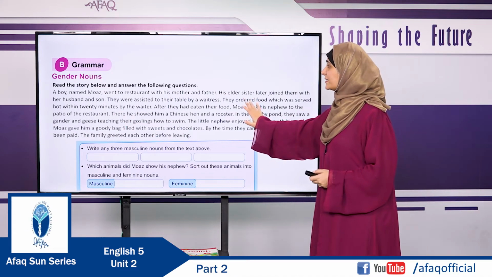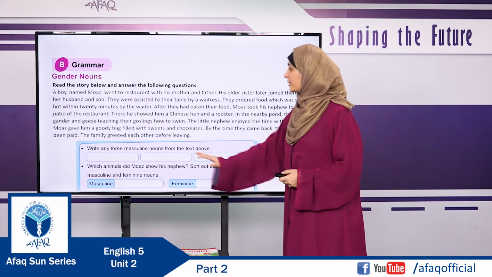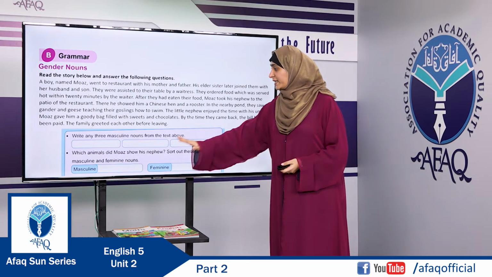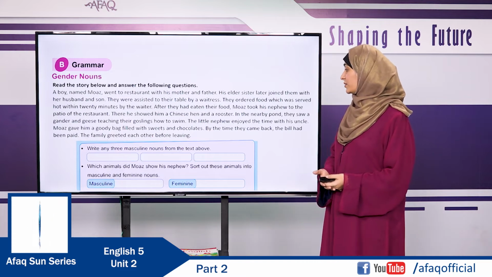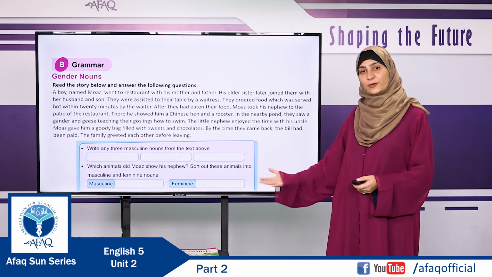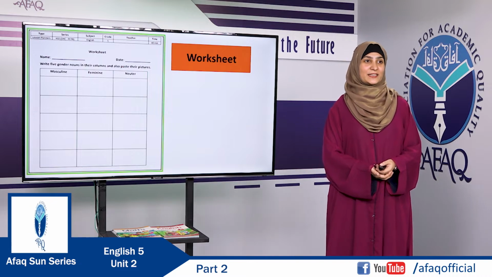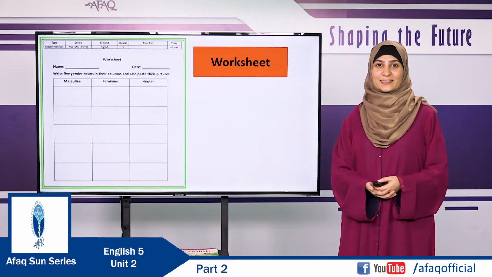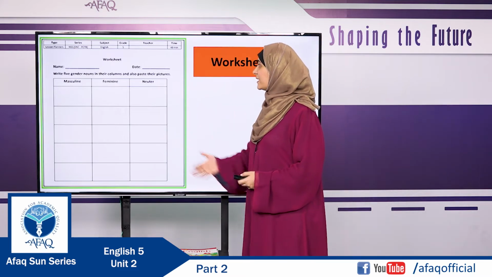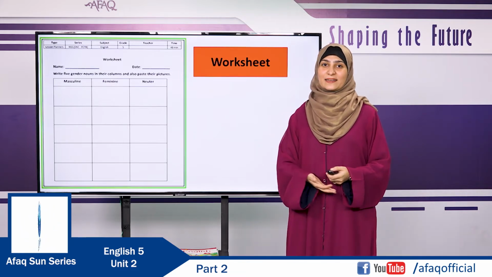You are going to read the story below and answer the following questions. First of all, you will write any 3 masculine nouns from this text. Next, which animal did Mars show his nephew? Sort out these animals into masculine and feminine nouns. Write their names below and come back quick for the next exercise. Dear students, last but not least, I know that you have enjoyed the masculine, feminine and neuter nouns activity. Now, let's practice it a little more. You are going to write a few gender nouns in their respective columns and paste their pictures in it. So get done with this quickly.